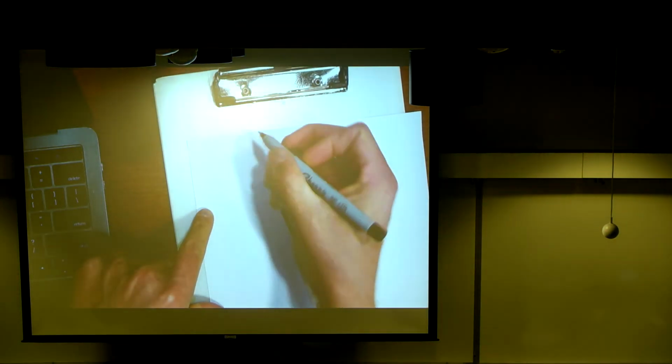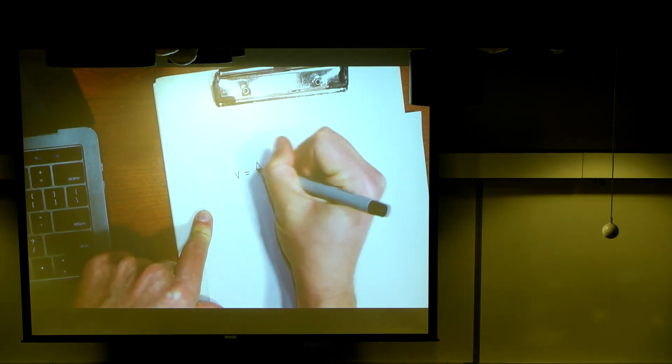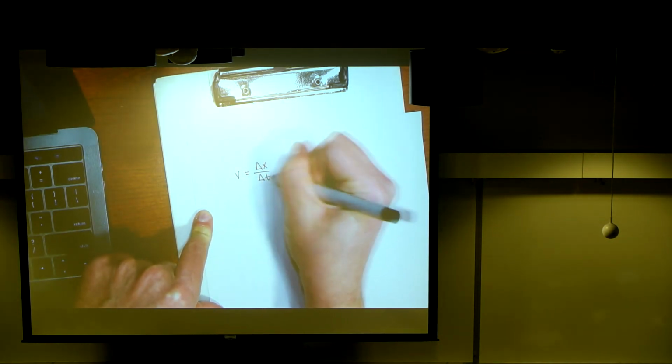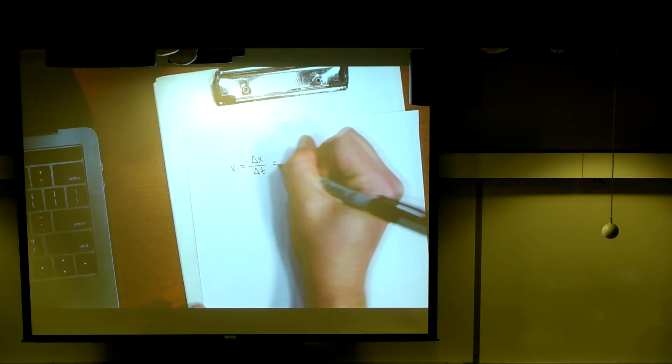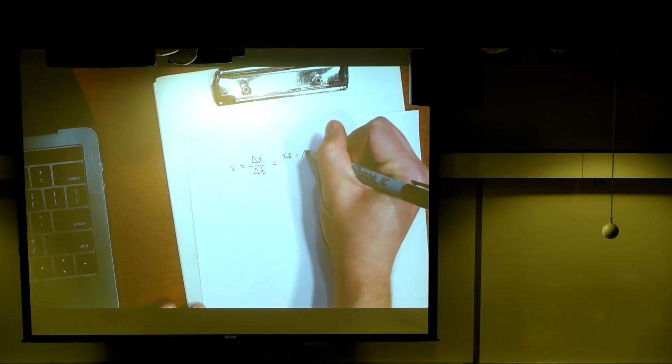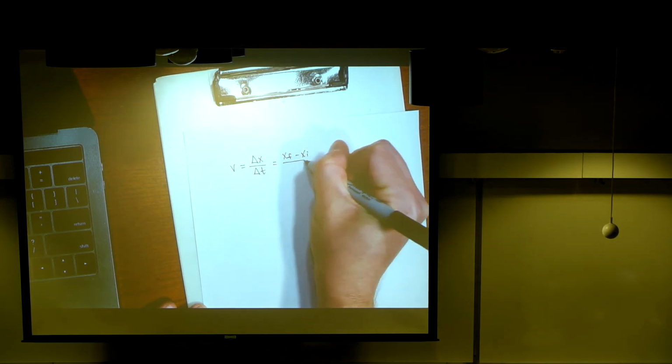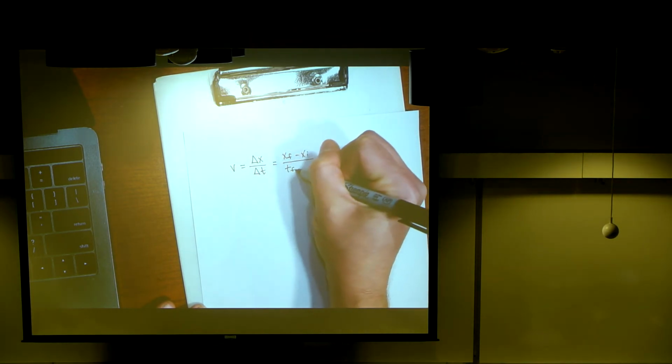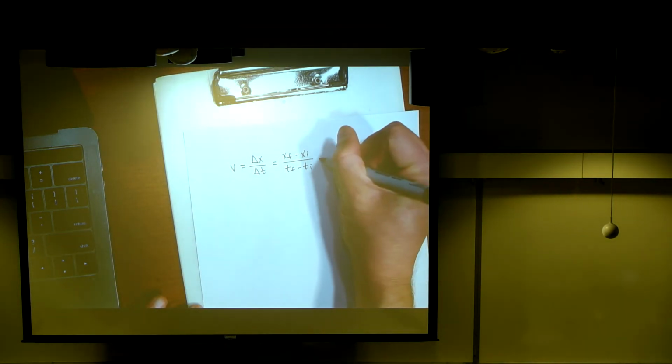So v is delta x over delta t. That's our average velocity, okay? And delta x is x final minus x initial. Delta t is t final minus t initial. Now, all of these numbers are things we can read directly off the graph.